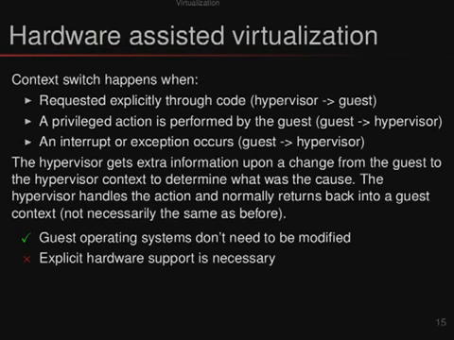So the advantage of this approach is that the guest operating systems obviously don't need to be modified, because you can just run them in this other context. The code has the ability to detect that it's running virtualized, but you don't need to modify the code to run. You can use stock Windows, install it in a VM, and it works. But explicit hardware support is necessary, as a disadvantage.